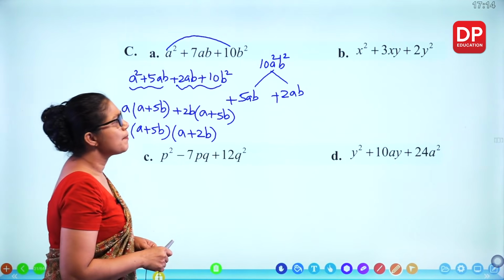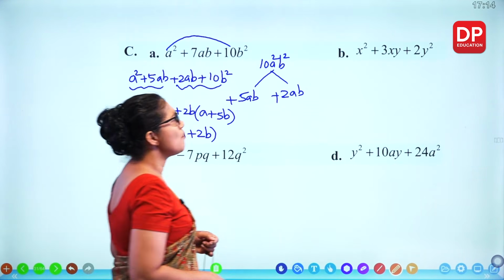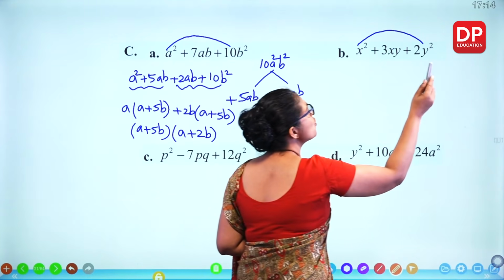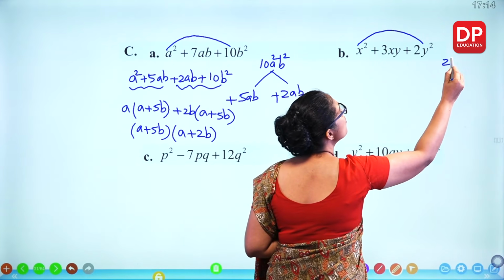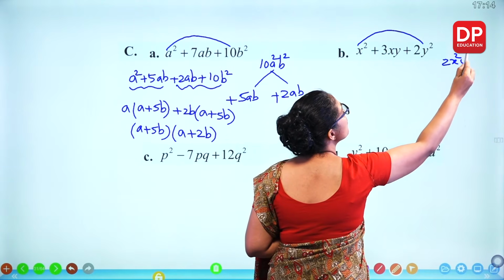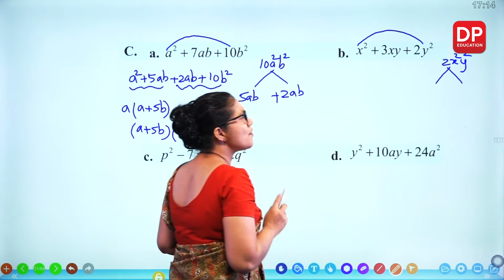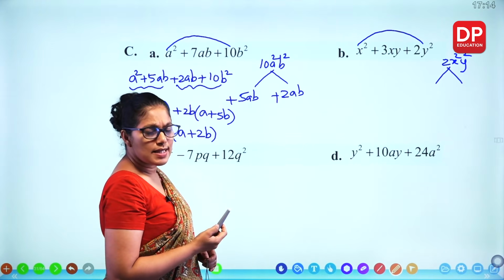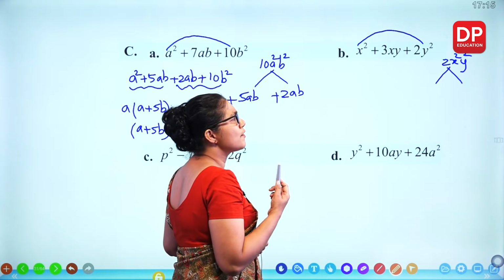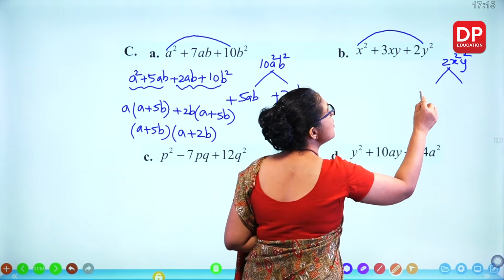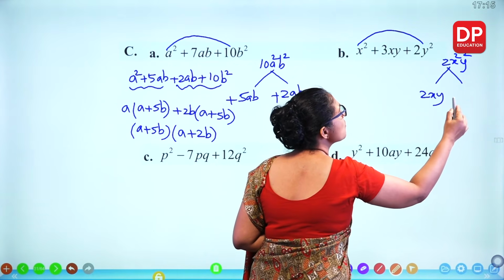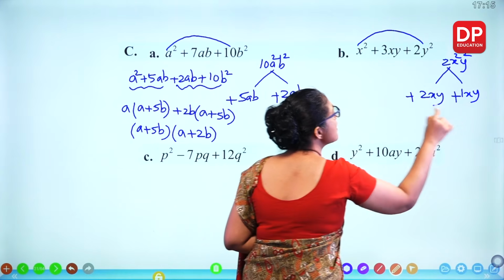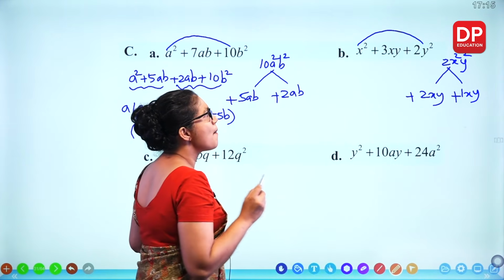Now look at the second part. So here what are the two numbers? We need to multiply these two. So 2y squared times x squared, you get 2x squared y squared. And try to find out the factors to get 3xy. Here the middle term is positive. That means both factors are positive. So you can write 2xy and 1xy. Both should be positive because the middle term is positive.